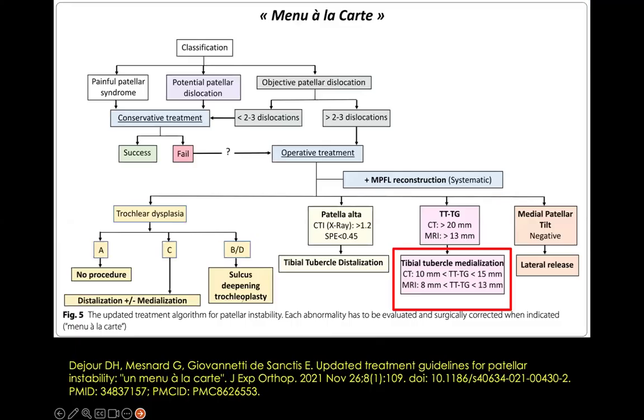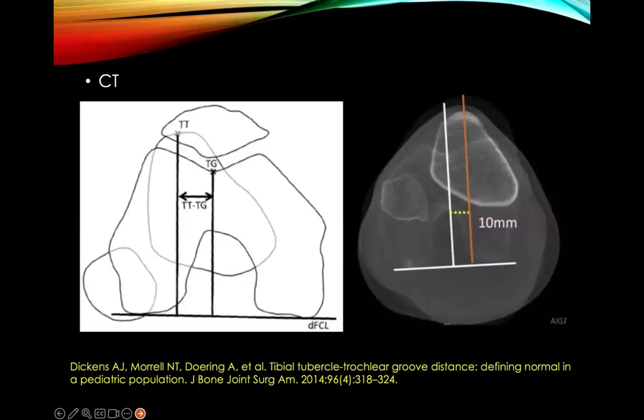Next, in the a la carte, we have tibial tubercle medialization, which is: calculate the TTTG ratio in the CT. If it is more than 20 mm, and in MRI if it is more than 13 mm, this is what is needed. Okay. So what is the TTTG ratio?